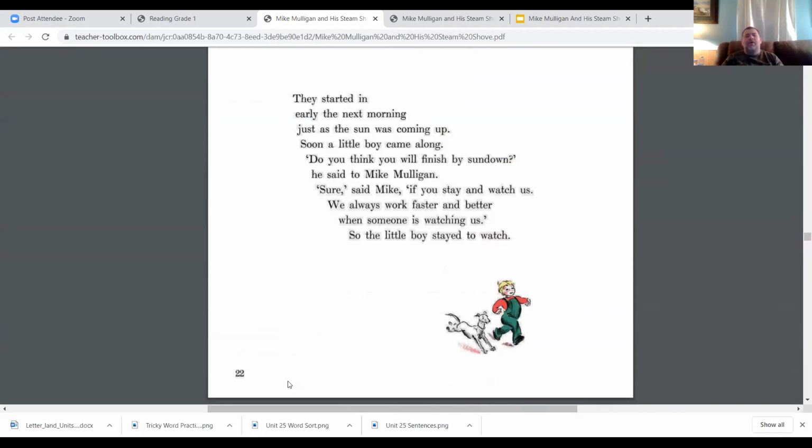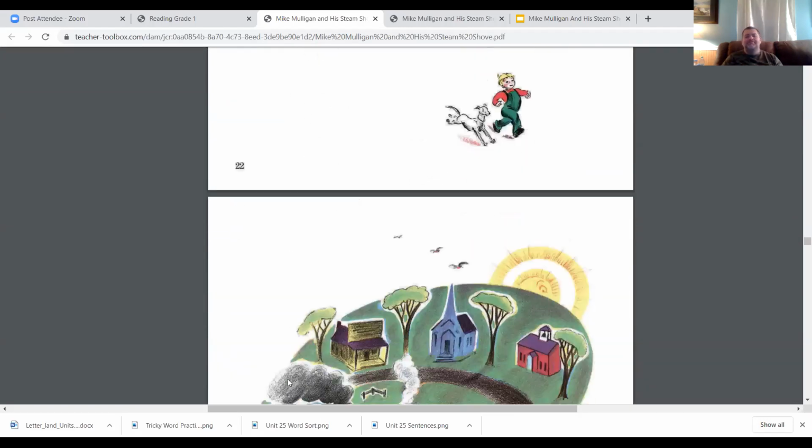They started in early the next morning, just as the sun was coming up. Soon a little boy came along. "Do you think you can finish by sundown?" he said to Mike Mulligan. "Sure," said Mike. "If you stay and watch us, we will always work faster and better when someone is watching us." So the little boy stayed and watched.